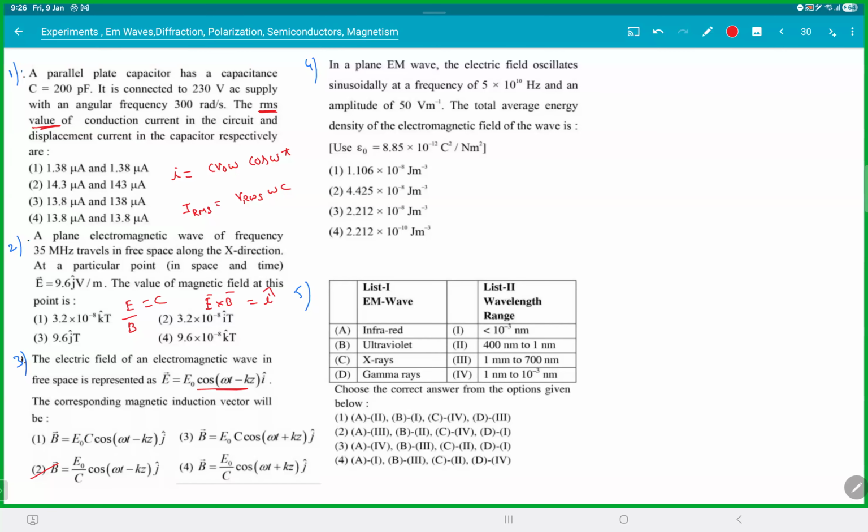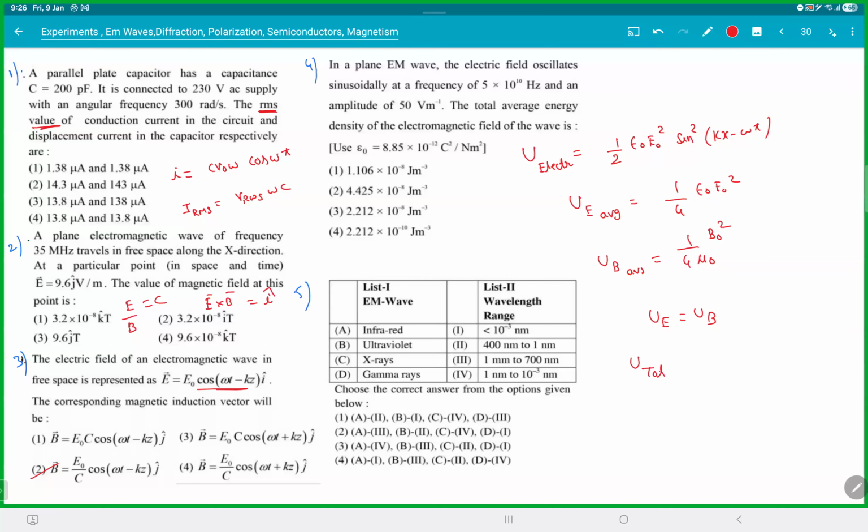What about this thing? The total average energy density. If you remember, half epsilon E naught square sine square of kx minus omega t is the energy density of an electric field. This is your U electric. If you take the average of U electric, the sine square becomes half, so this becomes 1 by 4 epsilon E naught square. Similarly, the average magnetic field energy is also 1 by 4 mu naught B naught square. Interestingly, the electric field and the magnetic field both contribute an equal amount of energy.